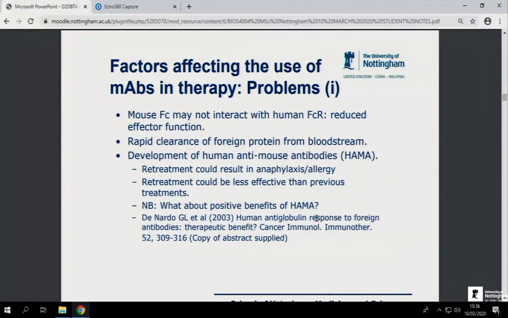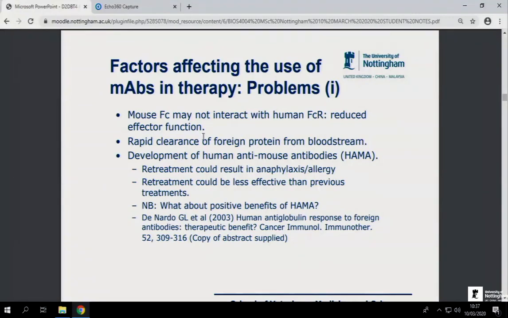There's problems, of course there are. These monoclonal antibodies that we just talked about, they're made in mice, that means they're foreign proteins. That means that the mouse Fc fragment might not interact with the human Fc receptor. That's the first thing. So you might get a reduced effector function of those monoclonal antibodies in vivo. Secondly, because it's a foreign protein, it's cleared quickly from the bloodstream. Your immune system sees this and says, wait a minute, I just had a load of mouse proteins injected intravenously. We'd better get rid of that. And your immune system takes over and tries to get rid of it.